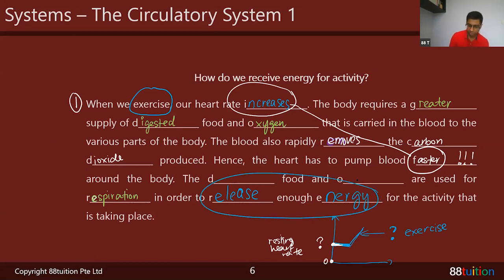Now this is another block. You see the 3 circles? Your heart rate increases. So everything has to go faster to release this energy for you to be able to do that. Okay, so that's why your heart rate goes up.